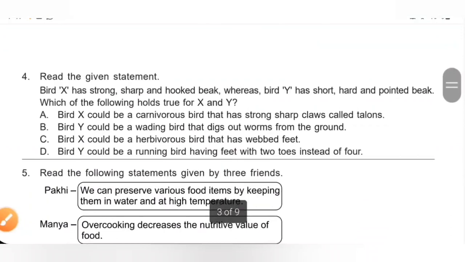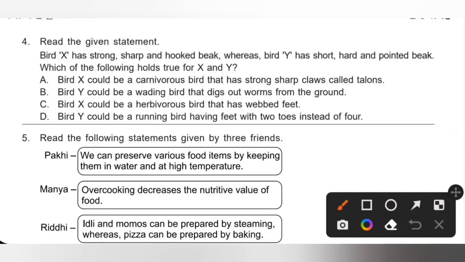Fourth one, read the given statement. Bird X has sharp, strong and hooked beak, whereas bird Y has short, hard and pointed beak. Which of the following hold true for X and Y? So sharp and hooked beak are present in flesh-eating birds like eagles, okay? So, X could be carnivorous. They also have sharp and curved claws called talons to catch their prey.